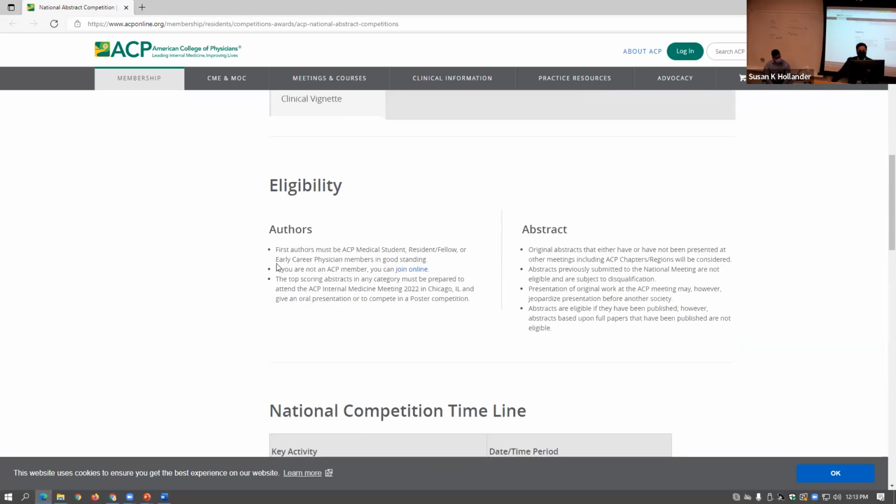And they actually have eligibility requirements. So it mentions that you have to be a medical student, a resident, a fellow, or an early career physician, and it has to be in good standing.